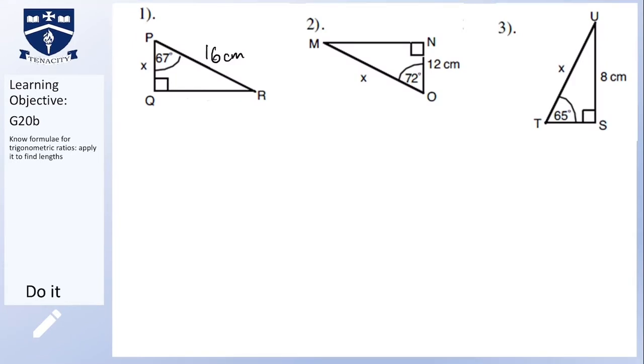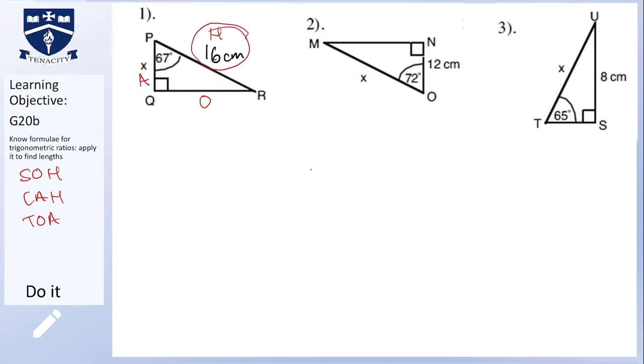So remember, first things first, always label the triangle. So on the first one, we label the hypotenuse, then we label the opposite, and then we label the adjacent. Right, next steps, always write down SOH CAH TOA. Now we need to see what sides are involved in this question.